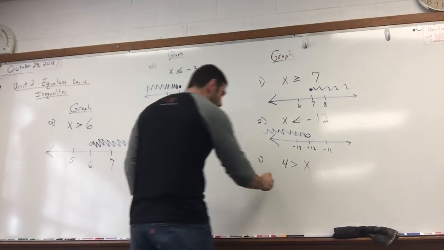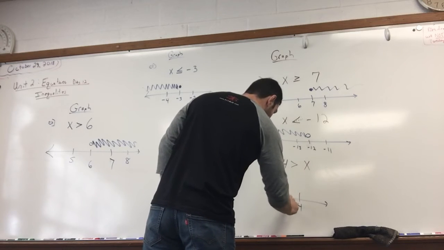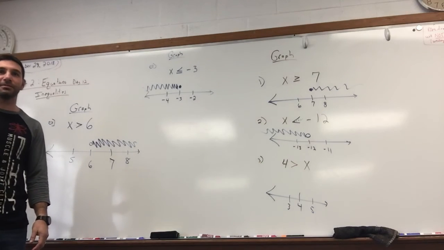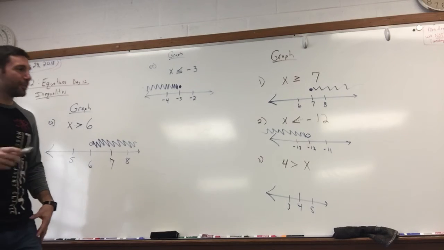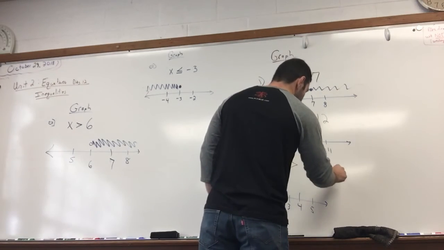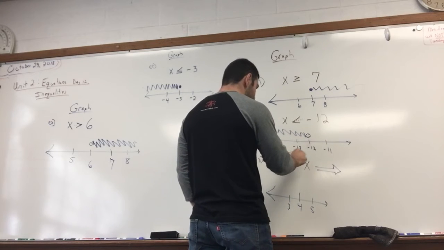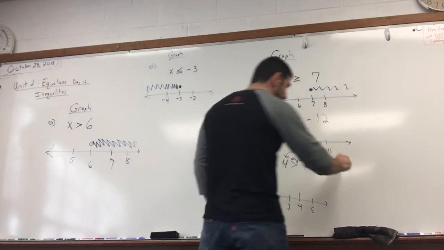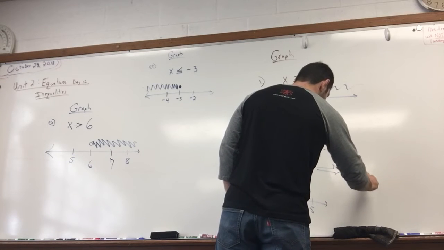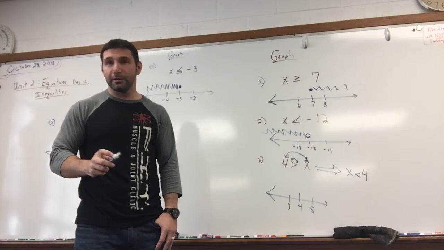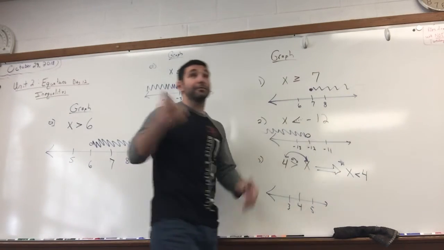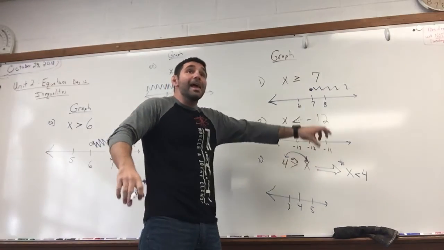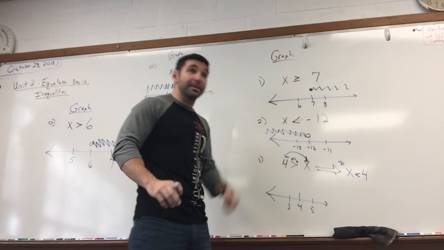Number 3, we draw our number line. We've got 4, we've got 3, we've got 5. Next question I ask myself is my variable on the left? No. If the variable is not on the left, we need to make it on the left. X and 4 switch places. And the gator mouth eating the 4 stays eating the 4. When we graph, it will be easier if that variable is on the left. So if it's not, everything switches. Does everybody understand that? Everything has to switch.